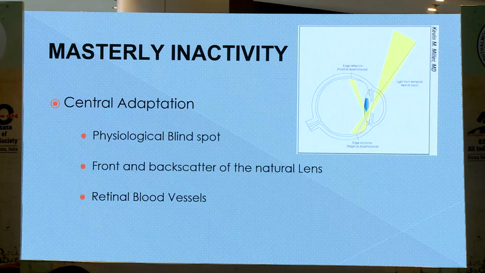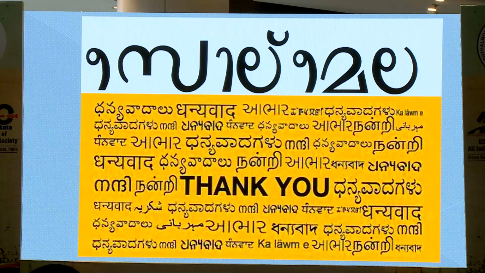But most of the time, masterly inactivity is the best. In my initial slide, I showed you that 35% of our patients will complain of this at 1 month, but it decreases to 3% by the end of a year, and even less in longer follow-up. We all don't see our own physiological blind spot. There is natural backscatter of the natural lens which we don't perceive, as well as the retinal blood vessels. We adapt to all of these. Similarly, this negative dysphotopsia also disappears with time. Very, very rarely do patients complain about this over a period of more than 1 year. Thank you.